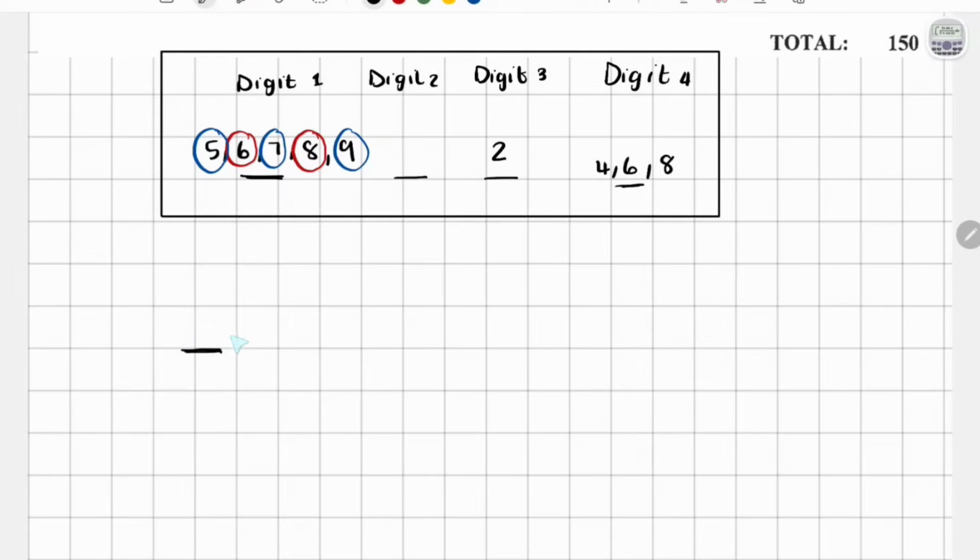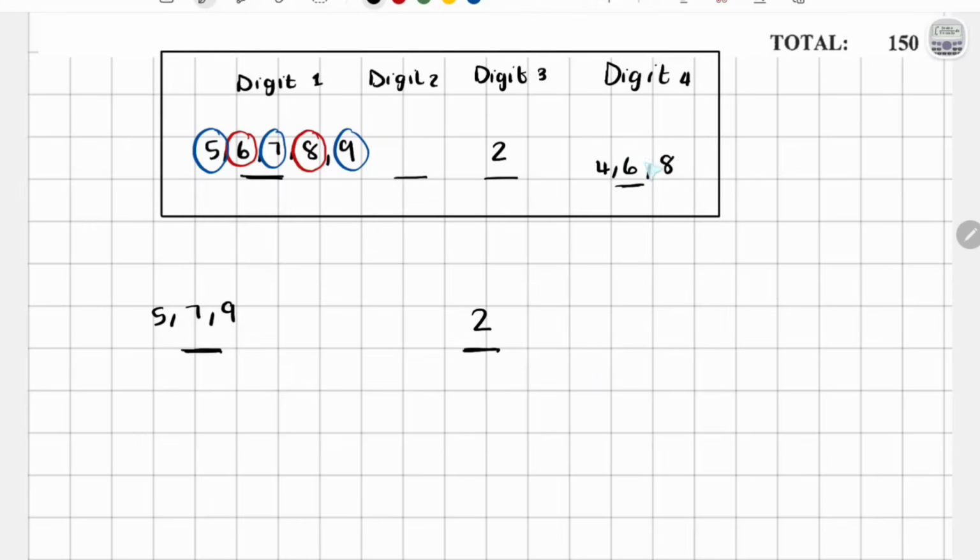This is the first digit that we have. You're allowed to use 5, you're allowed to use 7, and you're allowed to use 9. Then they already told us that the third digit must be 2. So that's the case there. Now, if we start with 5, 7, and 9, what should the last digit be?